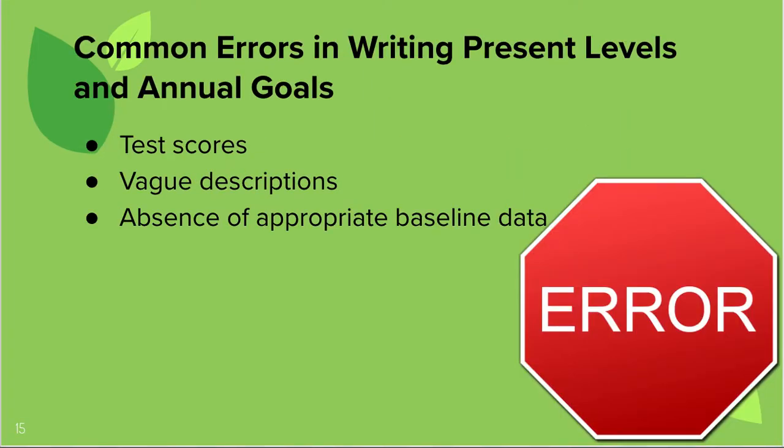I want to look just for a moment at some common errors that we see when we're writing present levels and annual goals. With regard to test scores, we often see an over-reliance on test scores from the initial and the 3-year special education evaluation. Another error is vague descriptions, really vague descriptions about how the disability affects involvement and progress in the general education curriculum. And then finally, another big error is there's often an absence of appropriate baseline data for developing the PLAF and the annual goals.